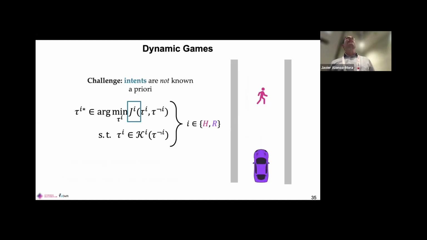So then the challenge here is that the intents are not known, right? You don't know exactly what they will do, so that appears in the cost function. And here in the video that I showed before, those intents were whether this human is going to go forward or will turn around and go back, right?